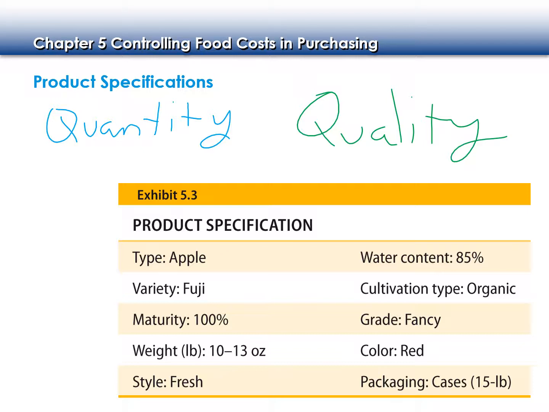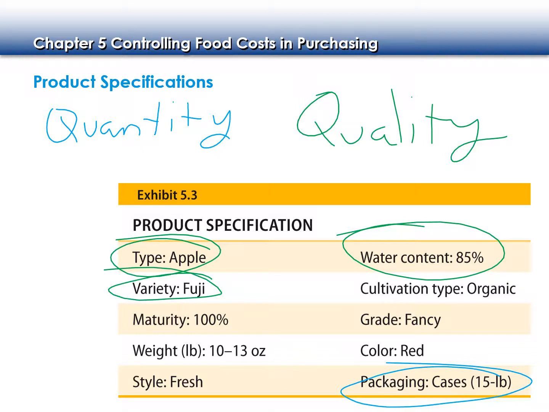85% would be a quality. Okay, it's a quality of that apple. Quantity, okay, so that one's kind of confusing. So a quality, water content, what else? Okay, so packaging cases, a quantity of 15 pounds. Fuji apple is quality. It's the type of apple we're going for. Oops, sorry. Apple is a type of ingredient, yes.